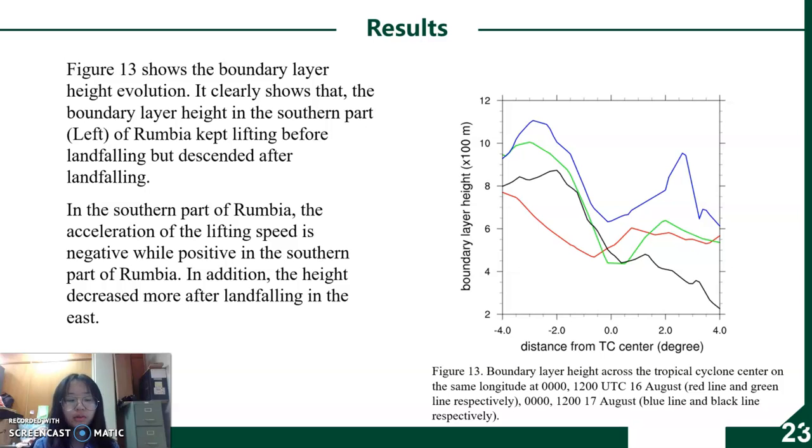Figure 13 shows the boundary layer height evolution. It clearly shows that the boundary layer height in the southern part of Rambia kept lifting before landfalling, but descended after landfalling. In the southern part of Rambia, the acceleration of the lifting speed is negative, while positive in the northern part of Rambia. In addition, the height decreased more after landfalling in the east. The difference of the boundary layer height between the northern and southern part will increase with time.